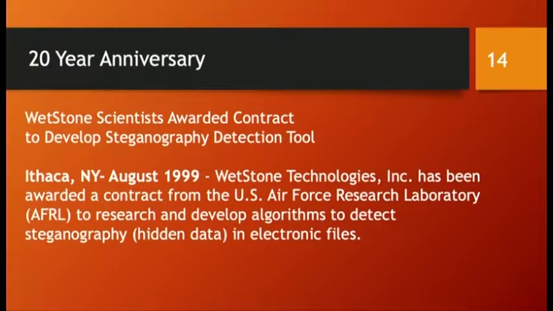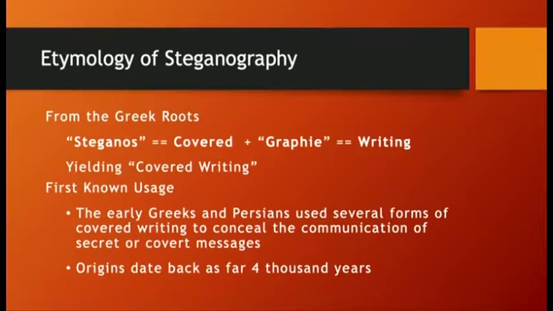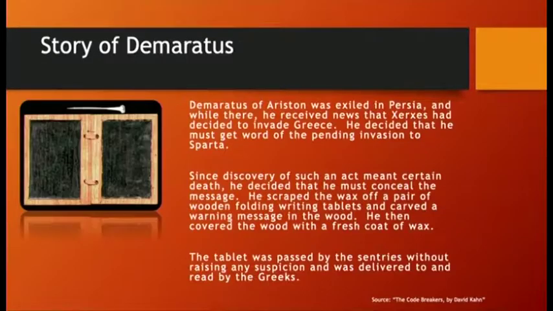So how does that relate to fake photos? We'll talk about that a little bit more. Where did steganography come from? The word steganography comes from the Greek roots steganos for covered and graphy for writing. Put those together and you get covered writing. This was used by the early Greeks and Persians in several forms to communicate, conceal, and carry out warfare. This is how they communicated secretly 2,000 years ago.